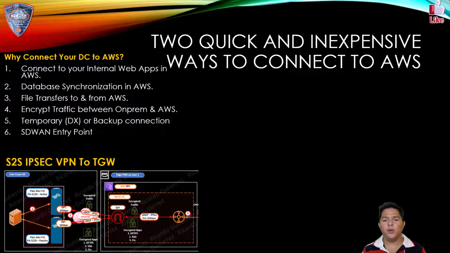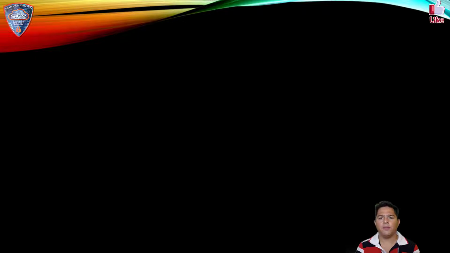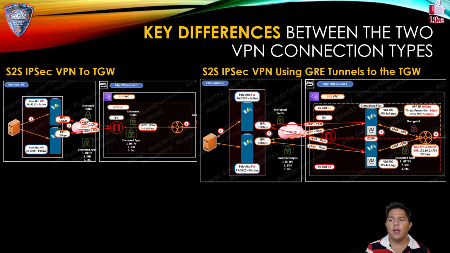The two options we're going to see today are site-to-site IPSec VPN to transit gateway and site-to-site IPSec VPN using GRE tunnels to the transit gateway. I'm going to go over the key differences between the site-to-site IPSec VPN to transit gateway and the site-to-site IPSec VPN using GRE tunnels to the transit gateway.